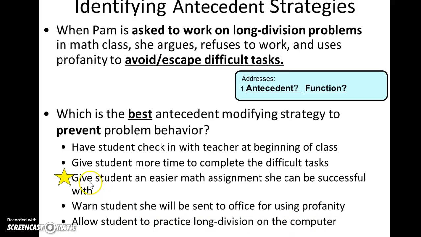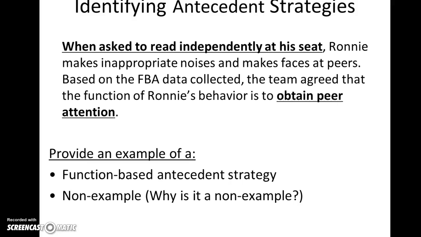So in this case, giving the student an easier math assignment, so she's avoiding the difficult task and she can be successful with it. Okay, so giving her an easier assignment is going to avoid the problem behavior, therefore addressing the antecedent. Okay.